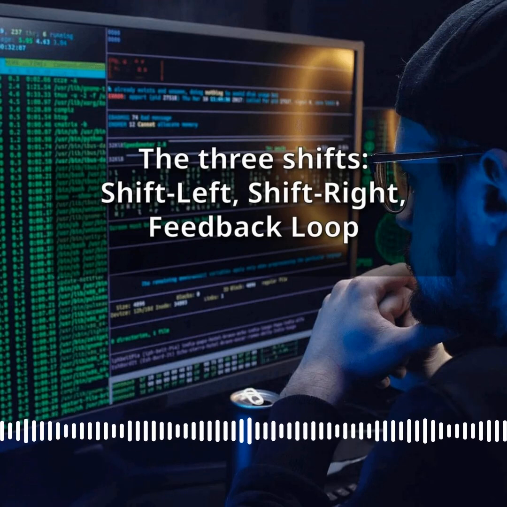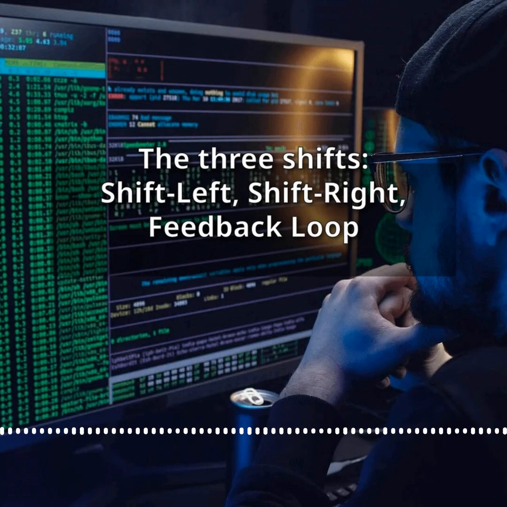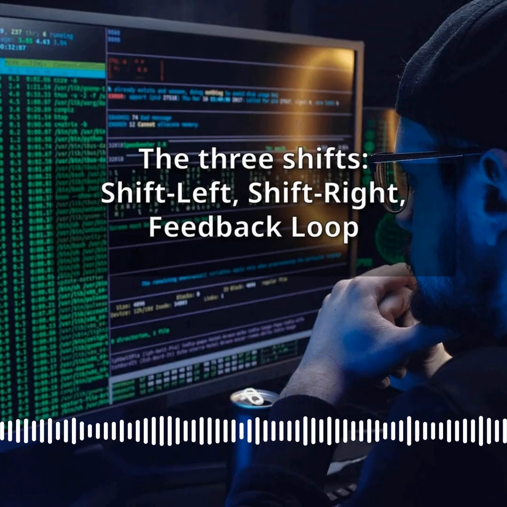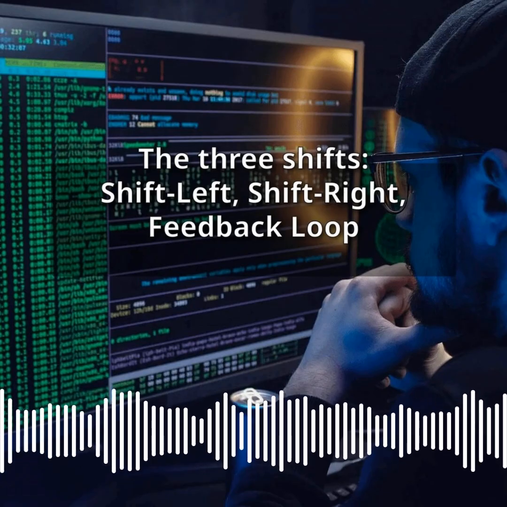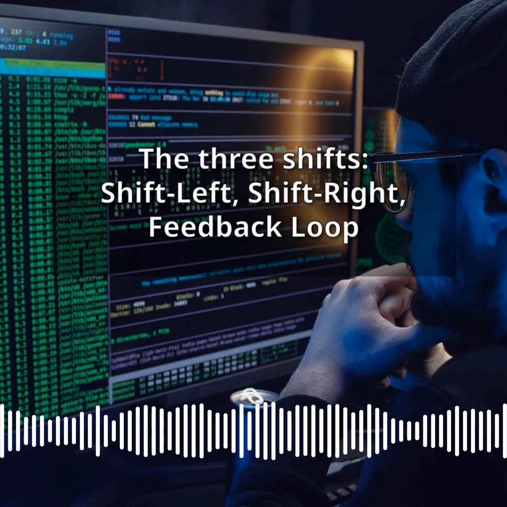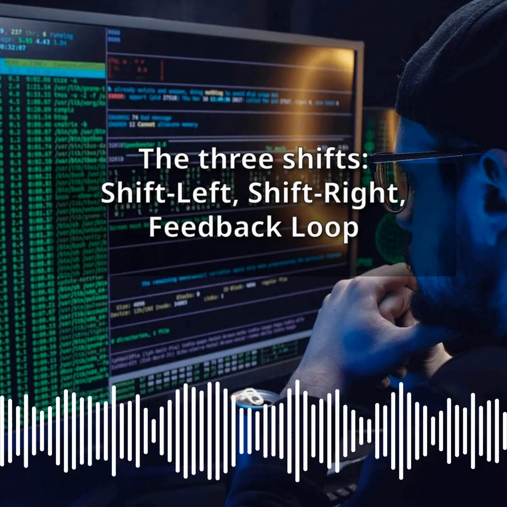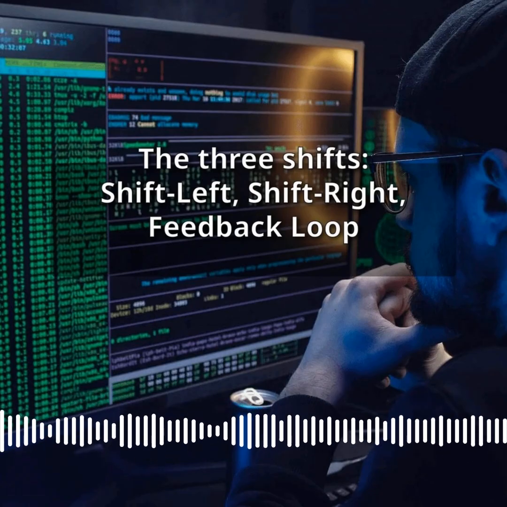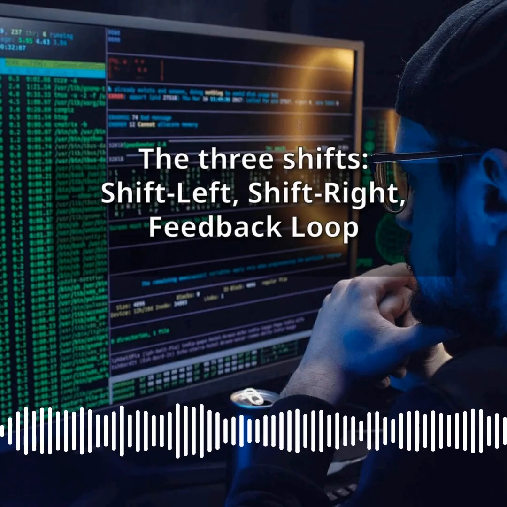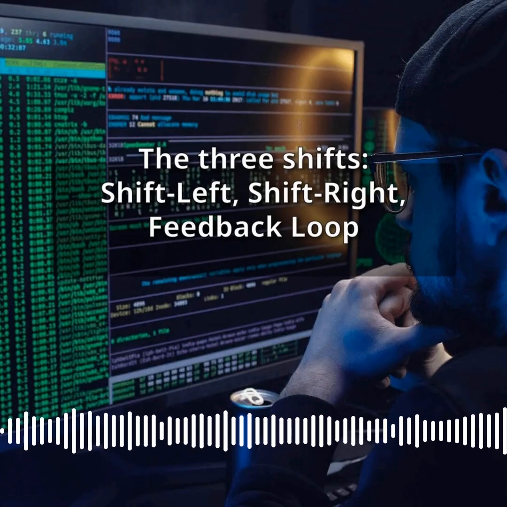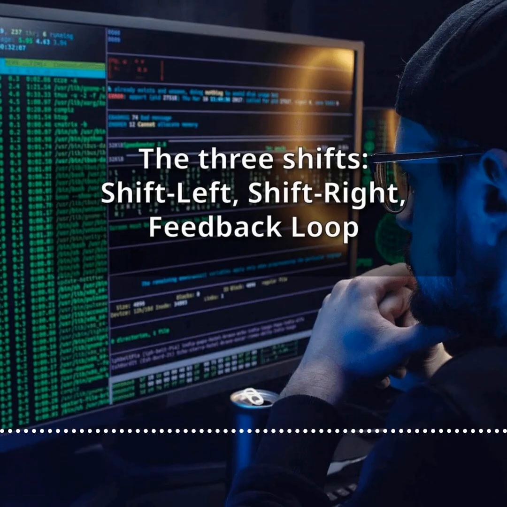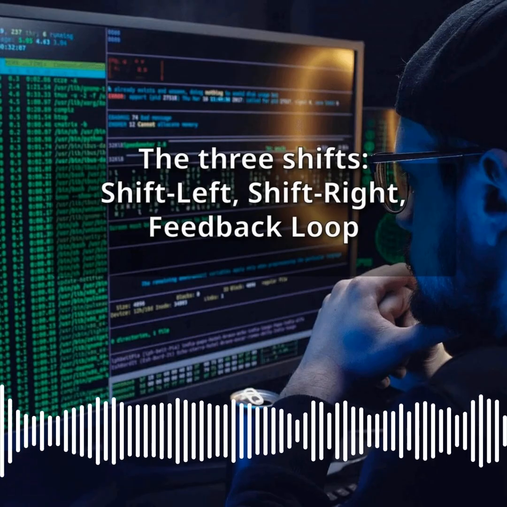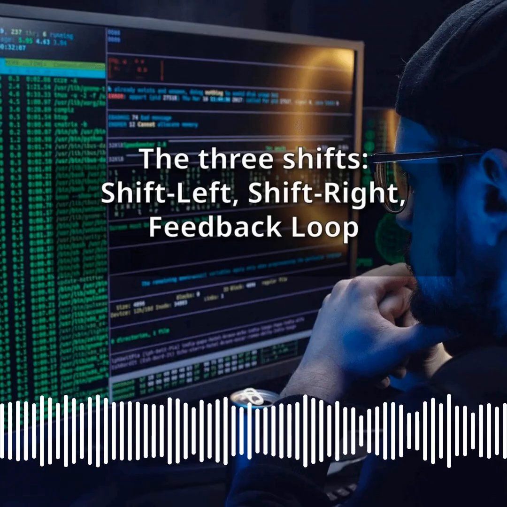Concretely, shift left translates into several practical actions. Threat modeling during the design phase. Before writing a single line of code, teams analyze what assets they are protecting, who might want to attack them, and what attack vectors exist. For example, when designing a login feature, the team asks, what happens if an attacker tries thousands of passwords automatically? This question, raised early, leads to building rate limiting and account lockout mechanisms from the start.